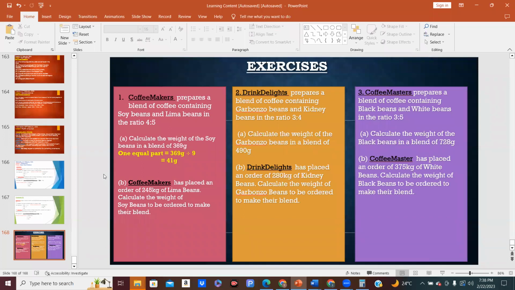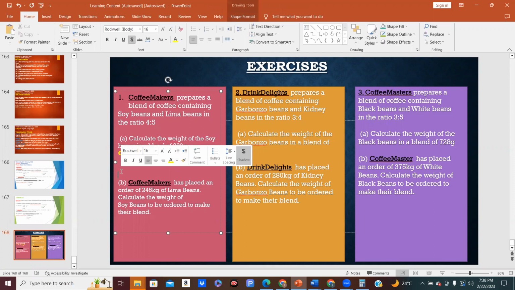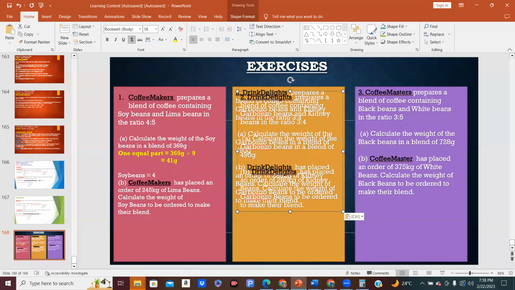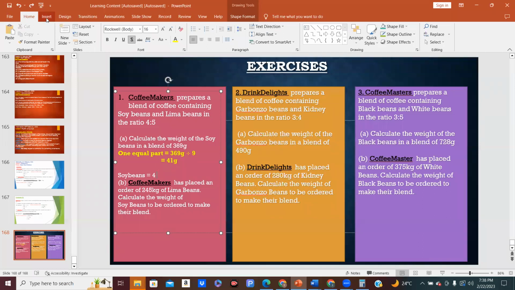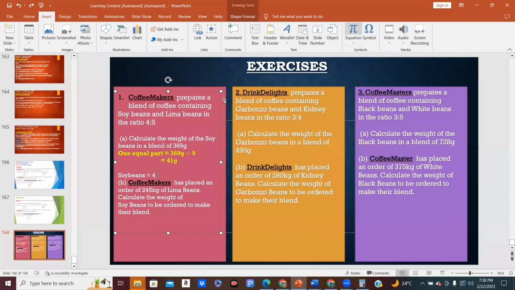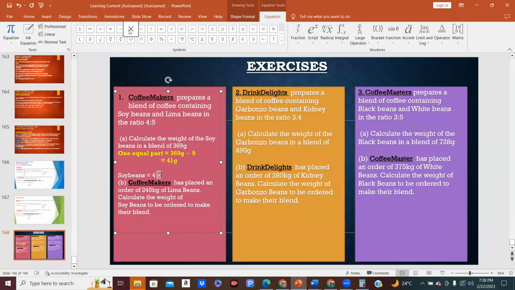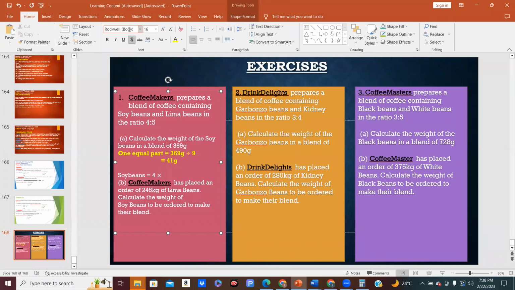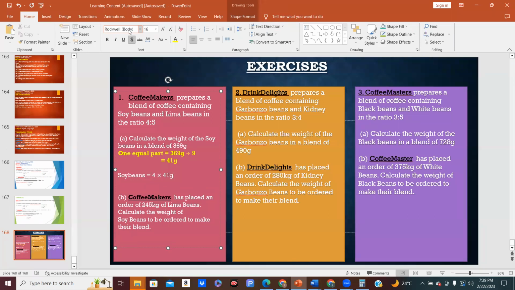So how are you going to find the soybeans? Soybeans has 4 equal parts. So you do 41 times 4, very good. You get 164 grams. 41 times 4, and you get 164, right? Yes, that's correct. You want me to do B, or Antonia to do it? Oh, Moesha, you're back? Yeah, my internet ended up dropping. I want you to do number two then.